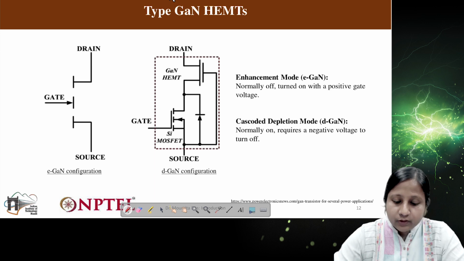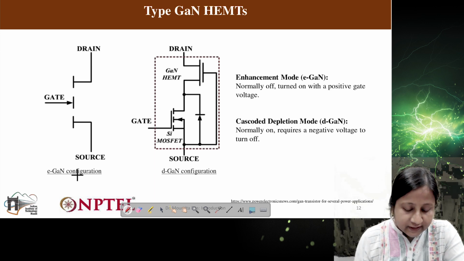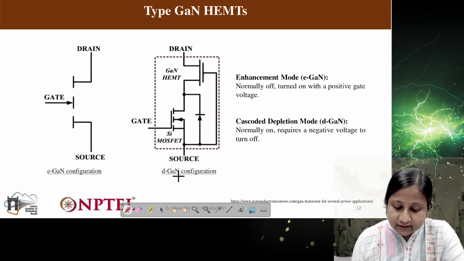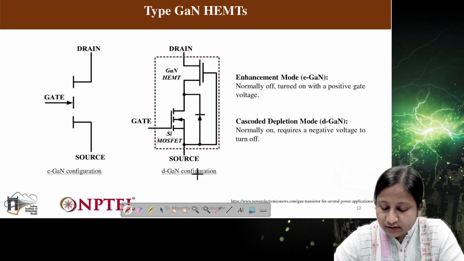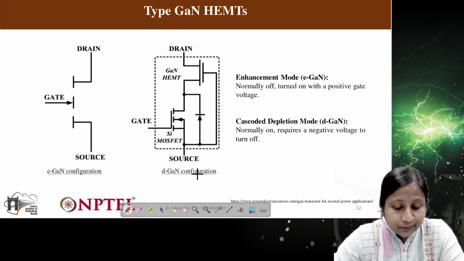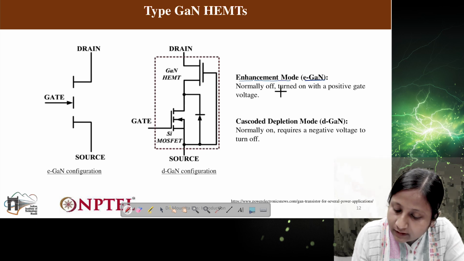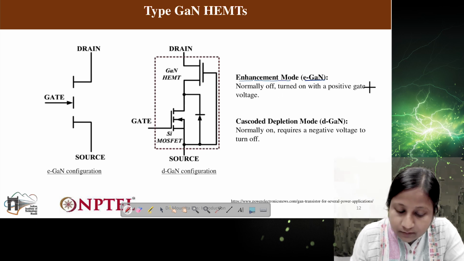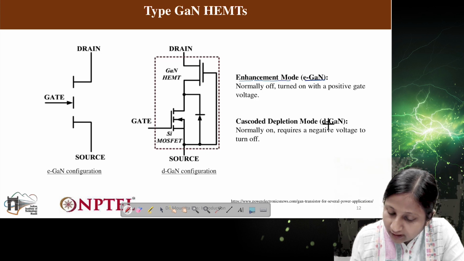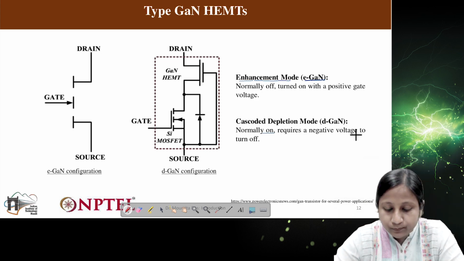So you can see here the symbol of GaN. The left one is the E-GaN configuration, and the right one is the D-GaN configuration, which is also known as the cascode depletion mode device. The left one is the enhancement mode device, or E-GaN device. It is normally off and turns on with a positive gate voltage. The cascode depletion mode device is normally on and requires a negative voltage to turn off.